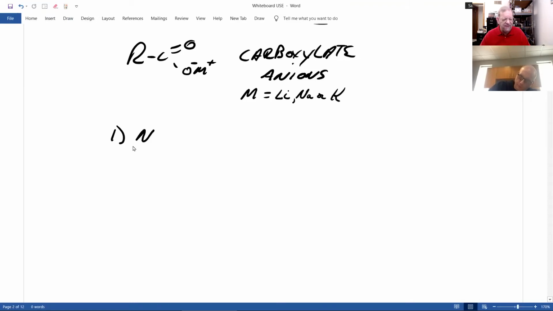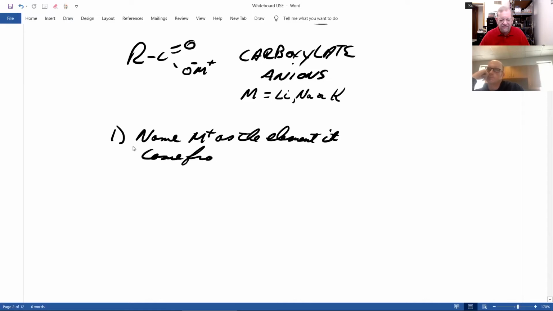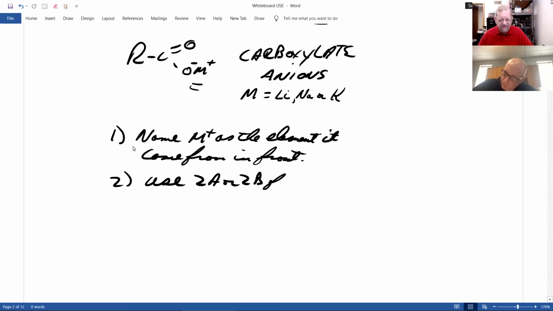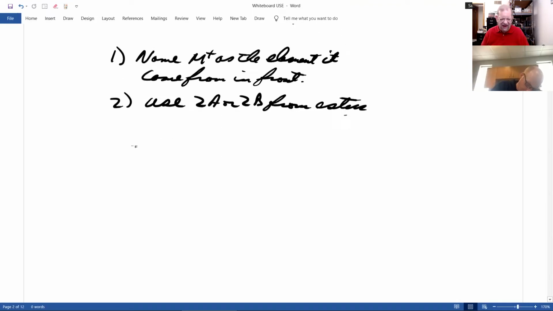Step one, name the M plus as the element it came from in the front of the name of the molecule, just like R prime. And two, use 2A or 2B, or not to be, that's quite, I can't resist saying that, sorry. From the esters. So let's look how we do that.